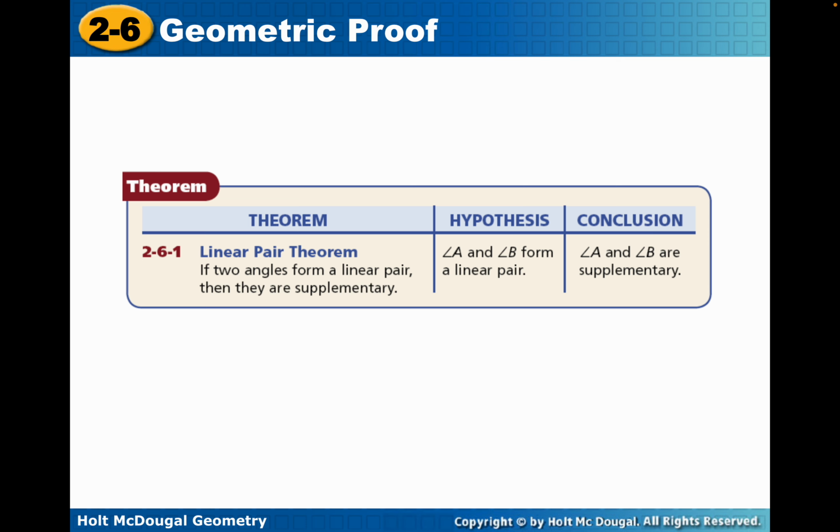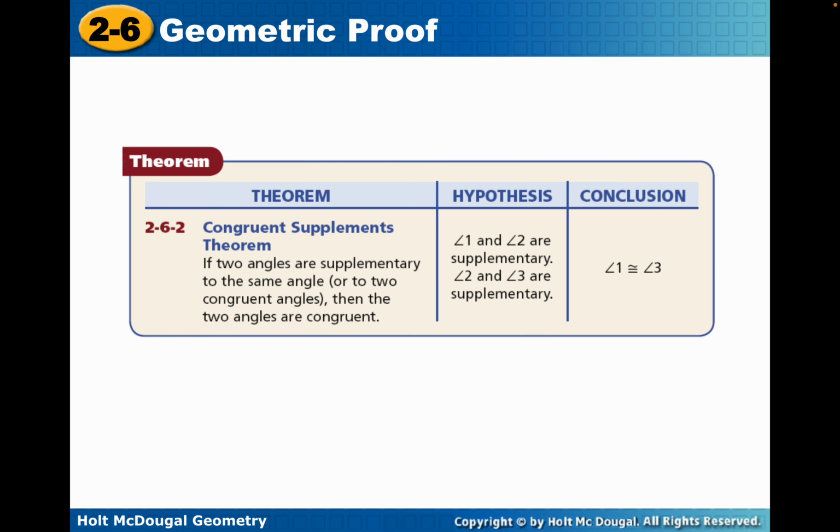We pretty much already know that, but we do have to explain that before. So if you're given that two angles are a linear pair, you have to explain that if they're a linear pair, then they're supplementary. That would be an example of when you would use the linear pair theorem. Or the congruent supplements theorem: if two angles are supplementary to the same angle, then the two angles are congruent. So if angle 1 and angle 2 are supplementary, and angle 2 and angle 3 are supplementary, then angle 1 is congruent to angle 3.